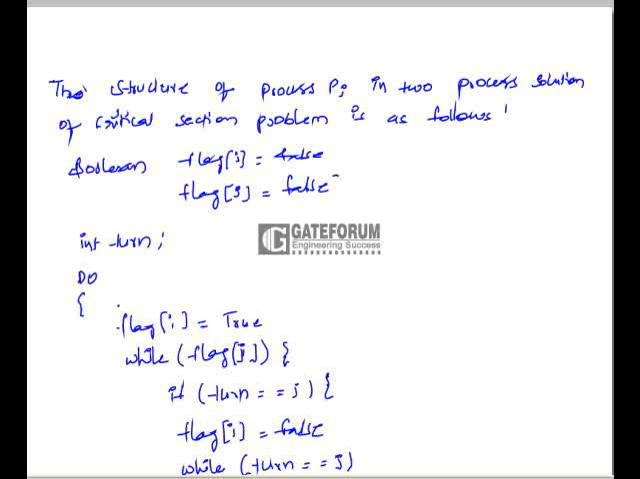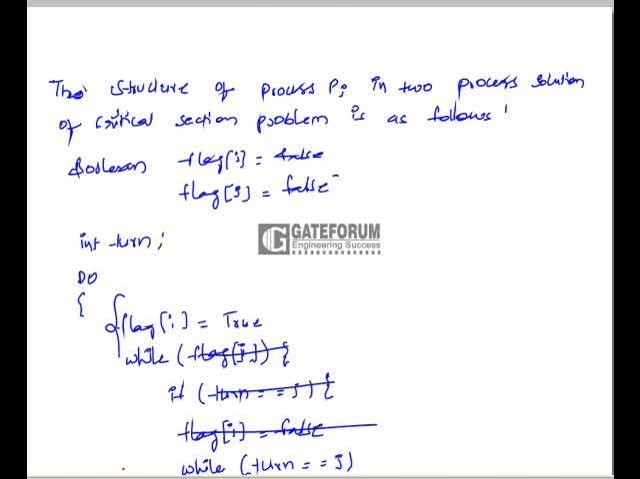Flag of i is equal to true means process Pi wants to enter into the critical section. At that time, it checks whether the flag of j value is true or not. That means process Pj is also trying. Then it will check the turn value. If flag of j and turn value j are both true, then it will make the flag of i value false, so that process Pi does not try to enter into the critical section. So it will solve the problem of busy waiting also.